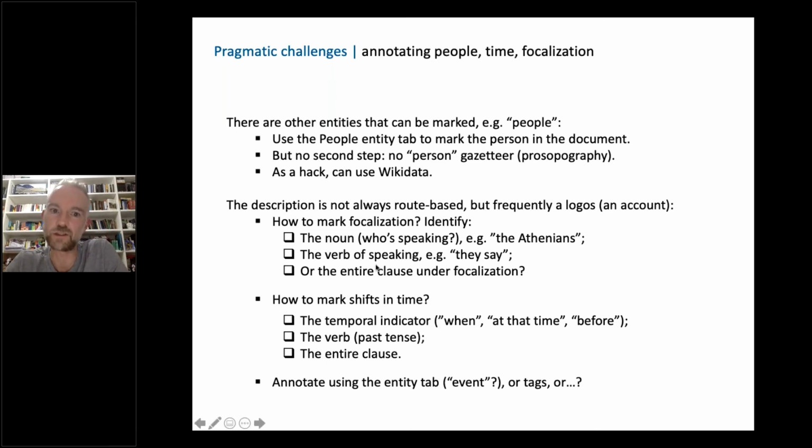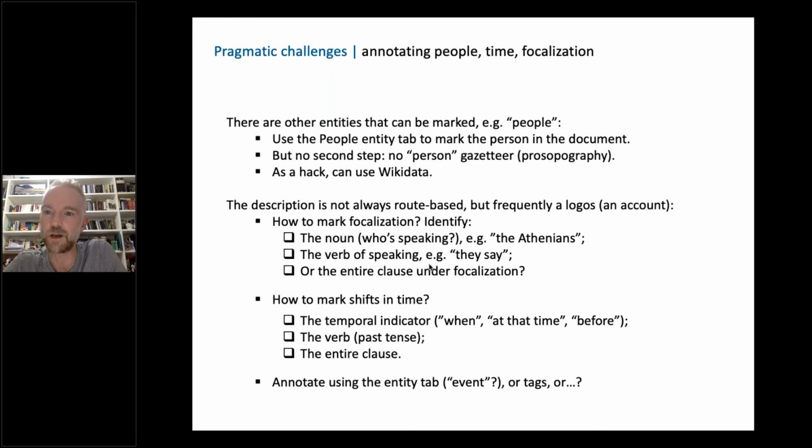As I mentioned, the description is not always route-based. It's frequently an account. That's important to mark. Famously, of course, Genette's idea of focalization, who's speaking. We want to be able to mark whose account this is, with the potential that different accounts from different places have different ways of organizing space. But how do you mark that?